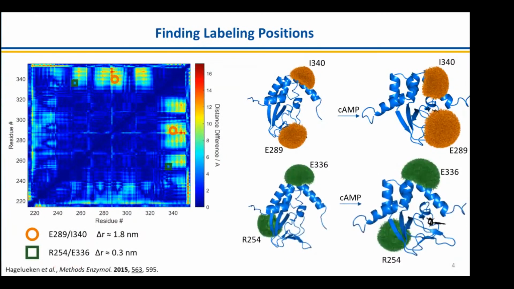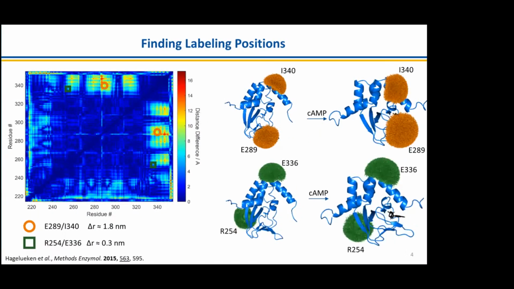It's located here on the distance map. And once again, our labels are in the beta sheet down here, which is invariant during the structural change, and on the alpha helix over here. So in this case, we're at the very top, that is at the starting point of the alpha helix, and here we're a bit further down. So these are the two constructs we used for our project.